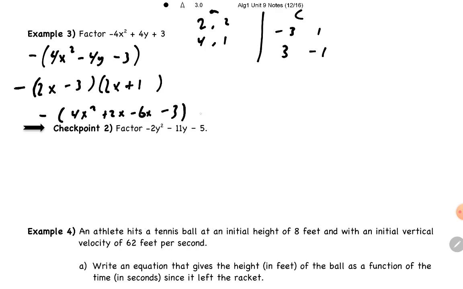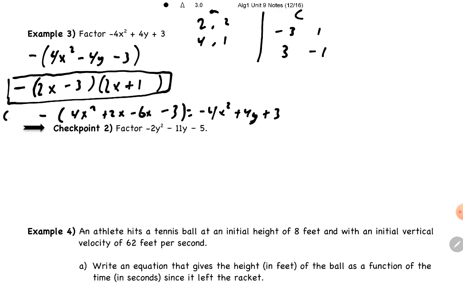And if we apply the negative, we'll get -4x squared plus 4y plus 3. So we worked out there. So my answer is this here. This is my factored form. What I did on the bottom was a check. I checked it out. I foiled it to make sure I got the original equation.